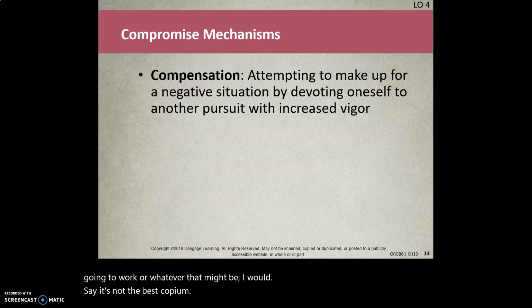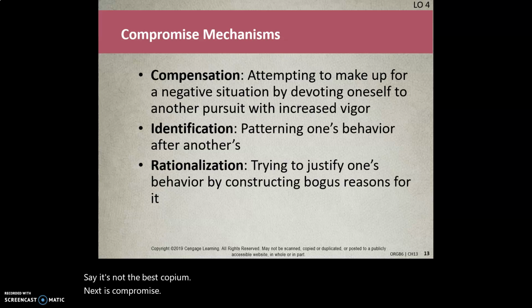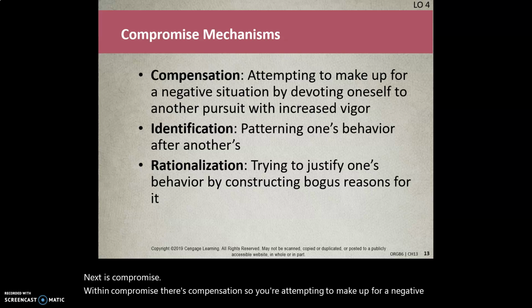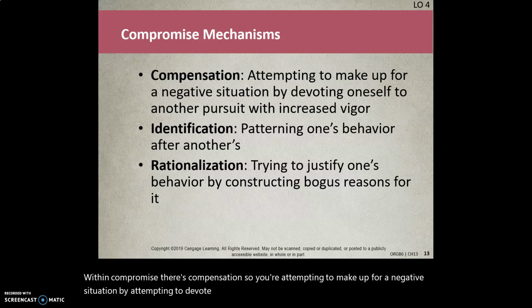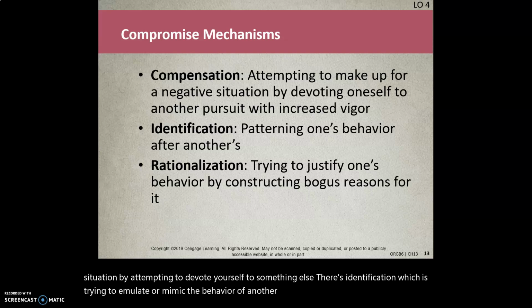Next is compromise. Within compromise, there's compensation. So you're attempting to make up for a negative situation by attempting to devote yourself to something else. There's identification, which is trying to emulate or mimic the behavior of another person. And then there's rationalization, trying to justify your behavior by constructing reasons for why it occurred.